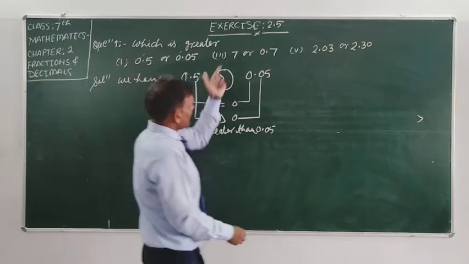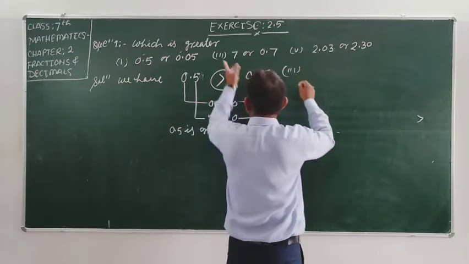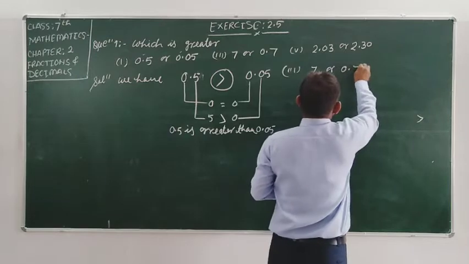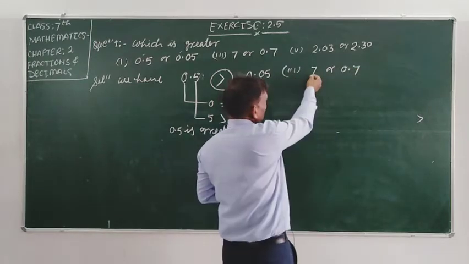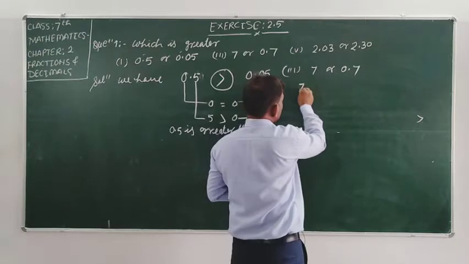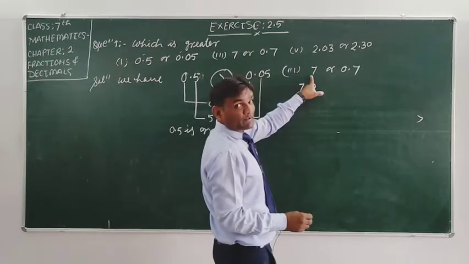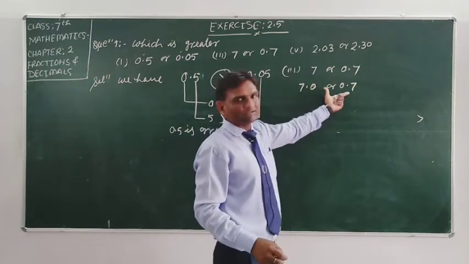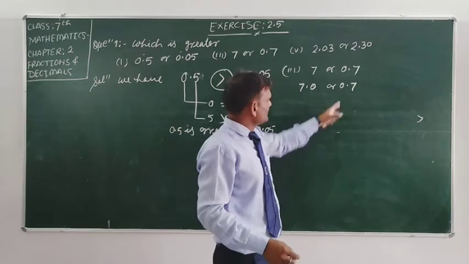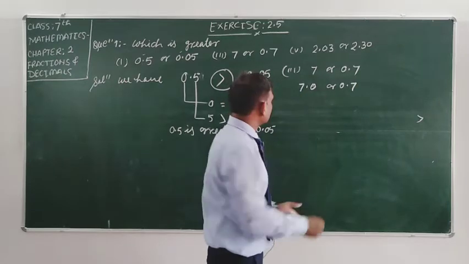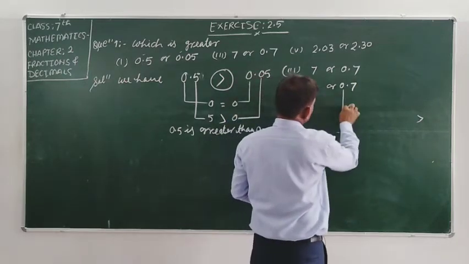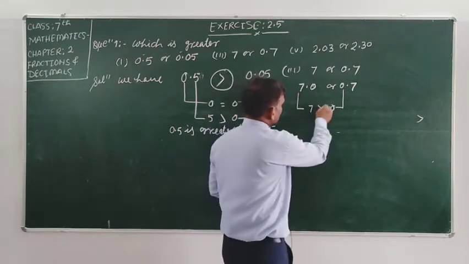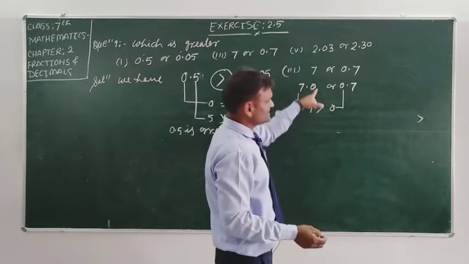Very easy. In the same way student, we solve part number 3. 7 or 0.7. Student, you know 7 we can write like this, 7.0. This is the whole number, or 0.7. Now in both decimal numbers we compare one by one digit. Firstly we compare the whole number part. This is 7 and this is 0. In one step we can say which is greater or smaller. 7 is greater than 0, and 7 is present in this decimal number.